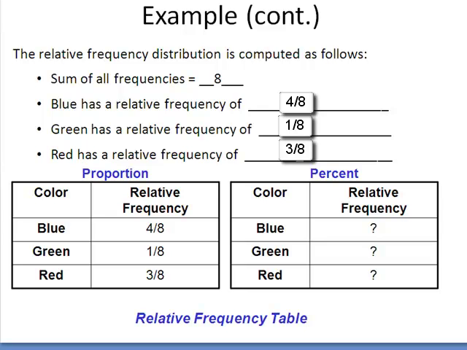So I'm going to take 4 divided by 8, get that number, and multiply it by 100. So I take 4 divided by 8 times 100. 4 divided by 8 is 0.5. Multiply that by 100, I'd get my 50%. So I do the same for the green and the red. So I get that 12.5% were green and 37.5% were red. And that's how we do the relative frequency table. In part 4, we're going to continue on with this particular example.